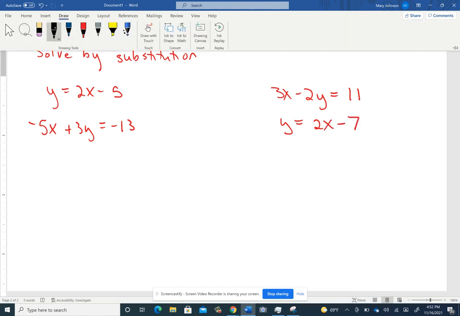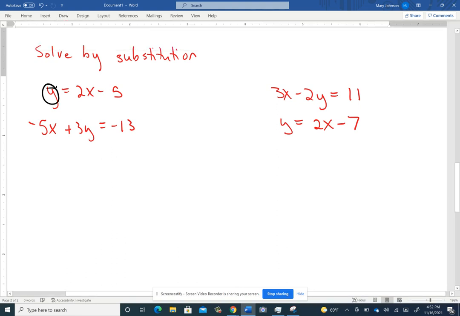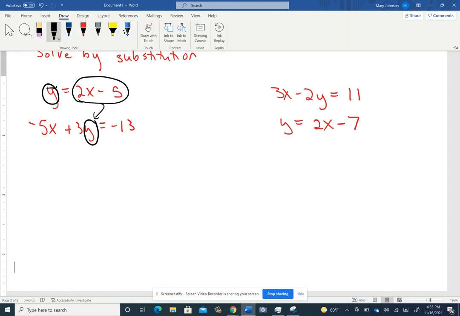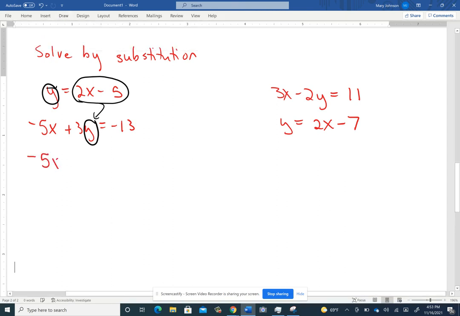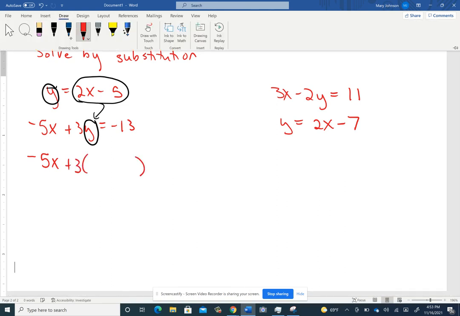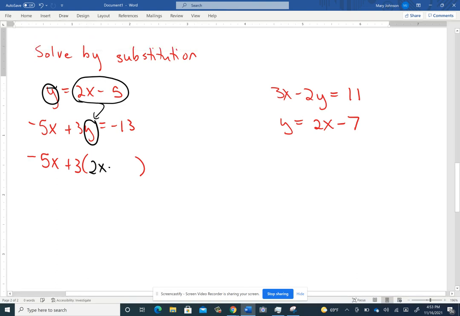Okay, so I'm being asked to solve by substitution. So I would look for one of the variables to be by itself. So this problem already has the y by itself. So I know the way substitution works is I'm going to take the y in the other equation. It should be the same as at the point of intersection. And then I'm going to plug that 2x minus 5 in place of that y. So I'm going to have negative 5x plus 3 times, and in place of that y, I'm going to put 2x minus 5.